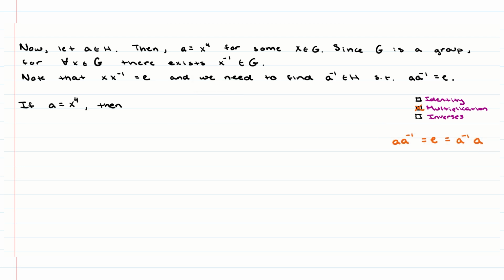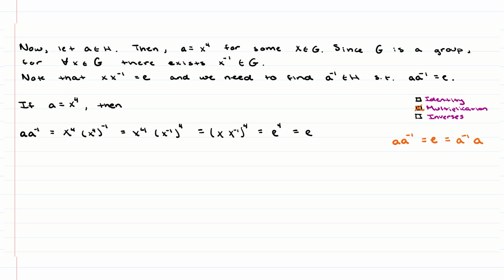We've identified A as x raised to 4, so A times the inverse of A equals x raised to 4 times the inverse of x raised to 4. Then we can combine our x's under one exponent, so that's x times the inverse of x, raised to 4. And earlier we said that x times the inverse of x equals the identity, and so now we have the identity raised to 4. And of course, this just equals the identity.